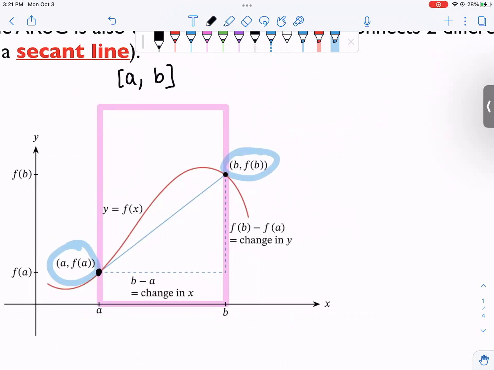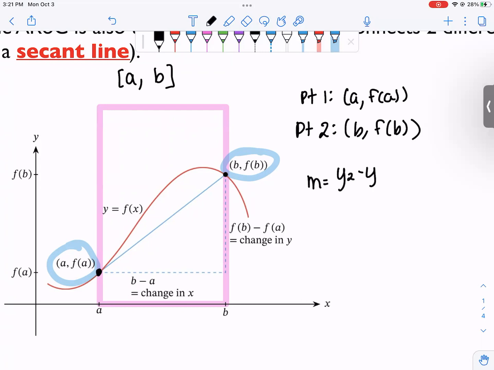So point 1 is a comma f of a. F of a is the y value at point A, because this is a generic graph. Our second point is the point B comma f of b. Our slope formula is y2 minus y1 over x2 minus x1.